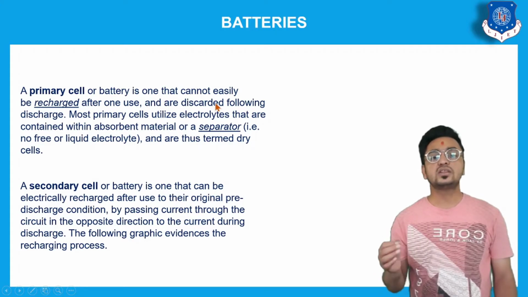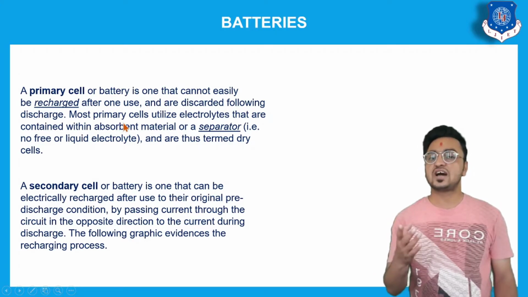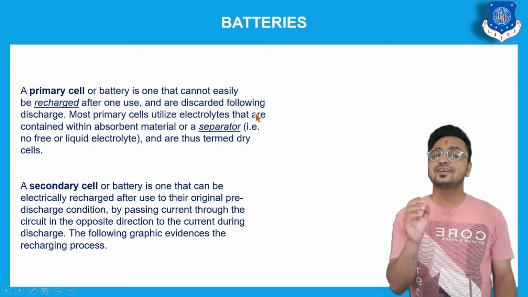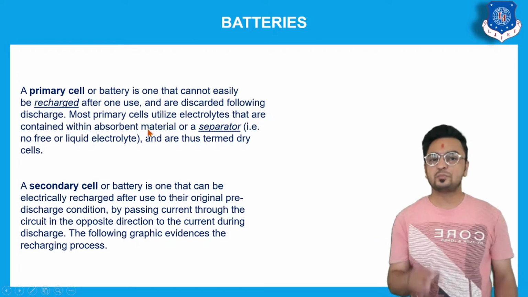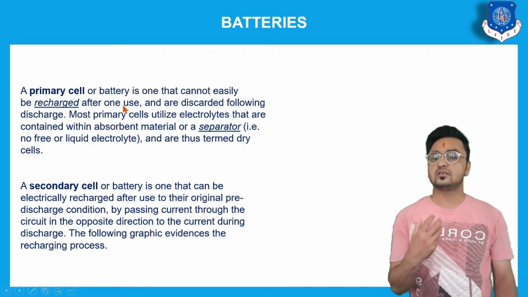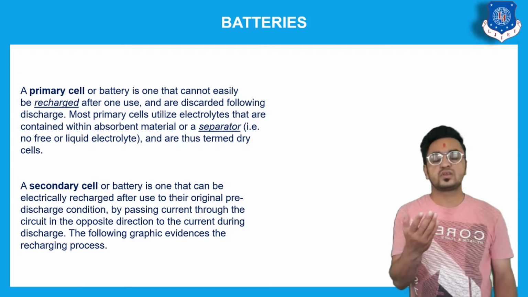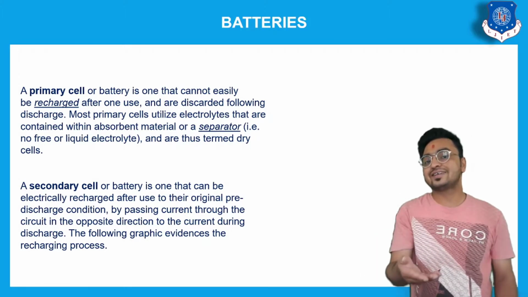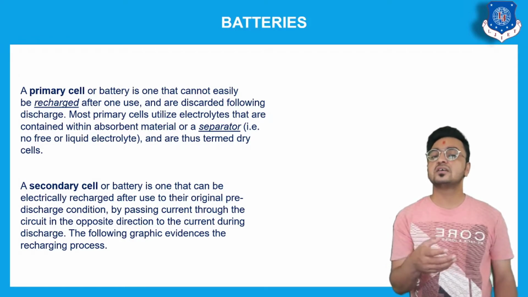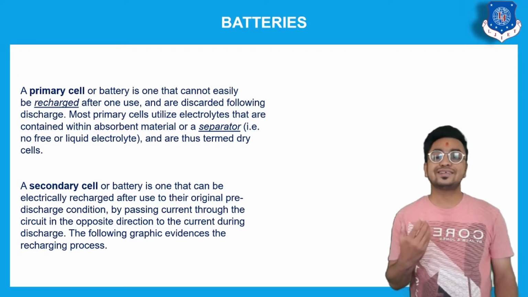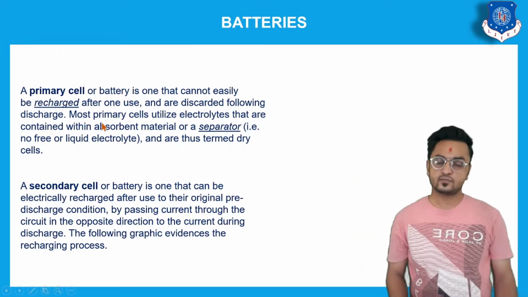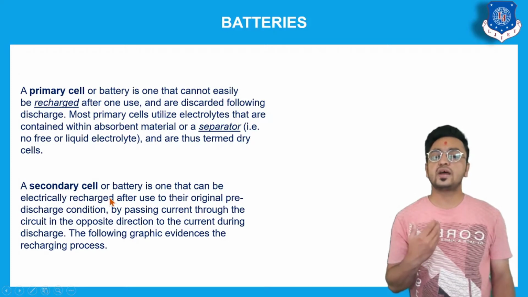It is one that cannot easily be charged after one use and is discarded following the discharge. So in a simple way, when we use a primary cell, we can use it only one time. If we want to charge it again after using it, then it is very difficult. So instead of charging it again, it is beneficial and easy to make another primary cell and use it again. And what is a secondary cell or battery?